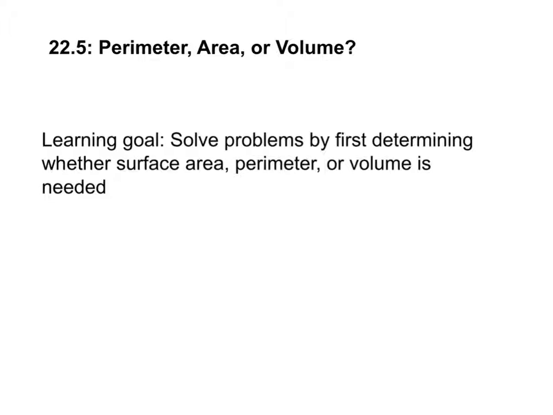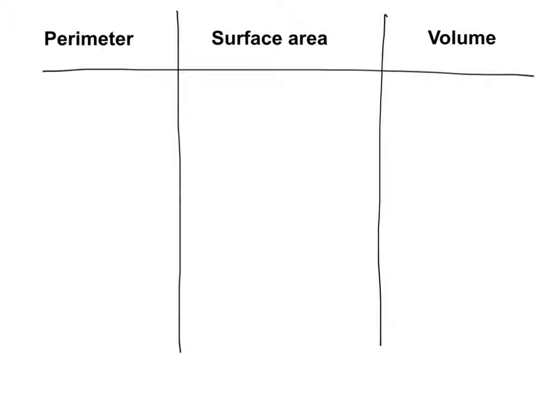Good. So today we will have lots of different problems, but sometimes to solve the problem we will need to find the perimeter, sometimes we will need to find the surface area, sometimes we will need to find the volume. So before you solve a problem, you need to first decide. You need to ask yourself, okay, is this question asking me to find the perimeter, the surface area, or the volume? So in order to do that, let's clarify. What is perimeter? We have to distinguish between perimeter, surface area, and volume.